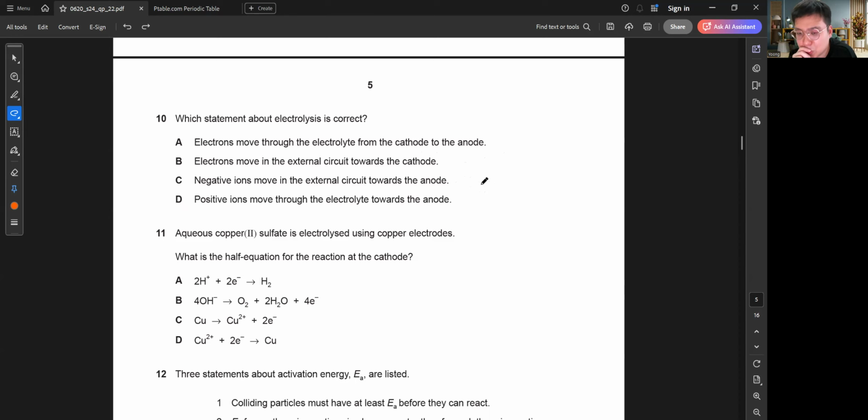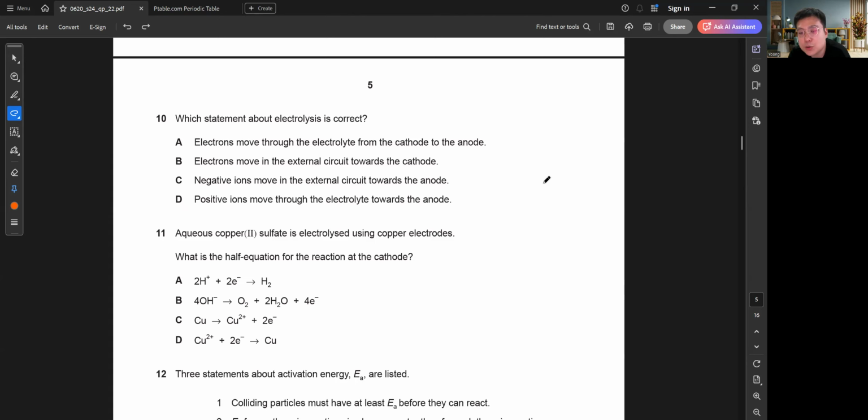Move through the electrolyte from the cathode to the anode. Okay, so cathode is the negative side. Anode is the positive side. It is true that electrons flow from negative to positive, which is from cathode to anode, because it's electron, not electricity. If it was electricity, then it flows from the positive to the negative, which is anode to cathode.